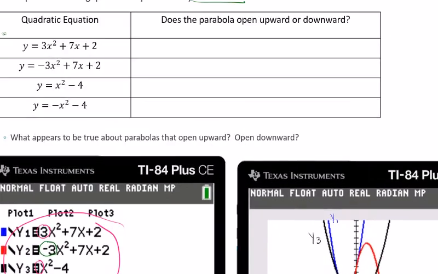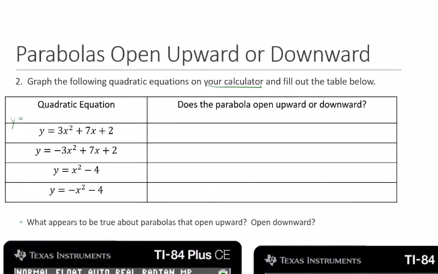Okay, so going back to our chart here, we have upward, downward, upward, and downward. And we can see that once again aligns with the leading coefficients. If they're negative, it opens down. If they're positive, then they open up. All right. So that gives us a quick idea.